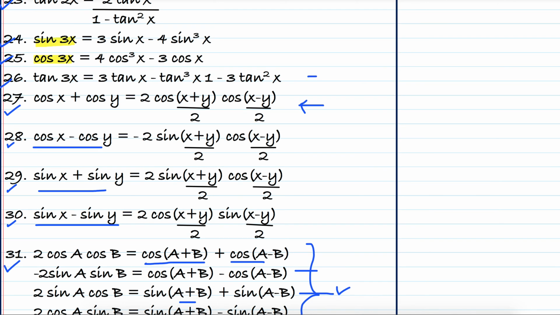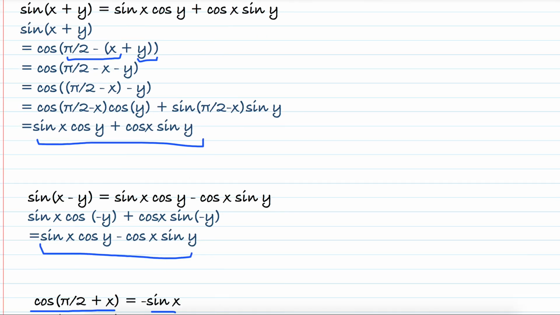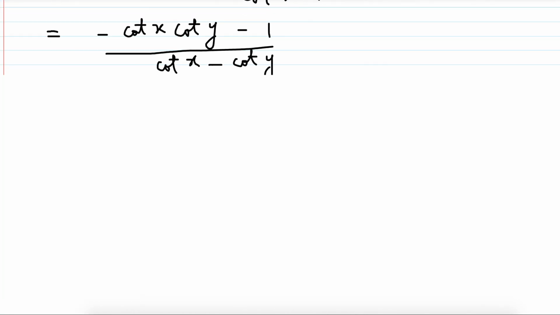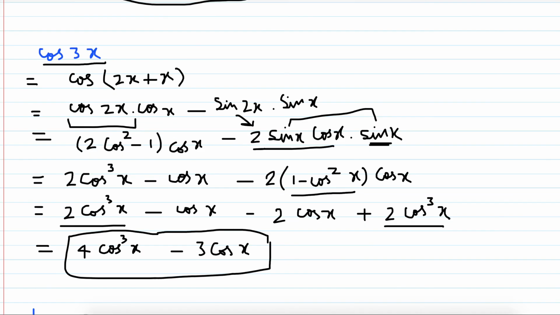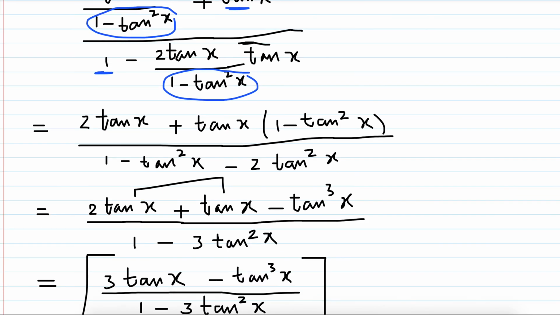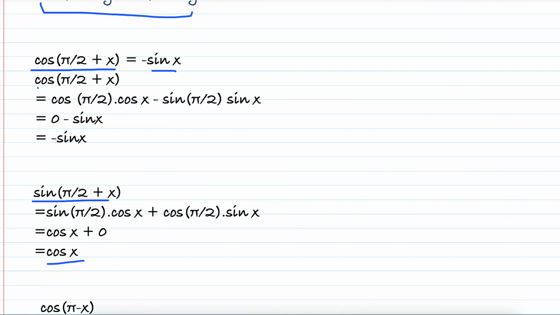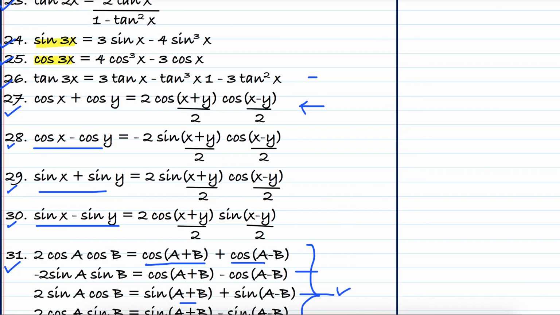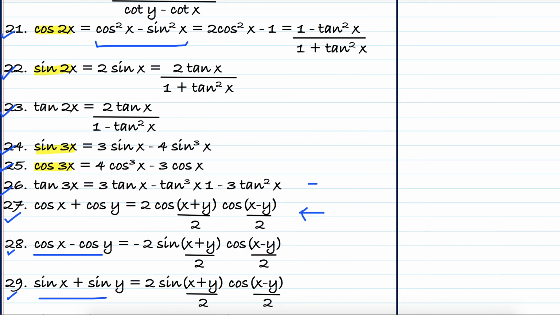So is there some mistake here? What is tan 3x? Tan 3x we had written as 3 tan x minus tan cube x divided by 1 minus 3 tan square x. So there is some formatting error. Basically one division sign is missing here. So this divided by this.